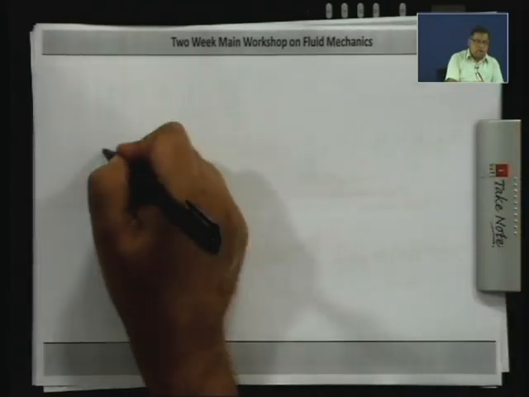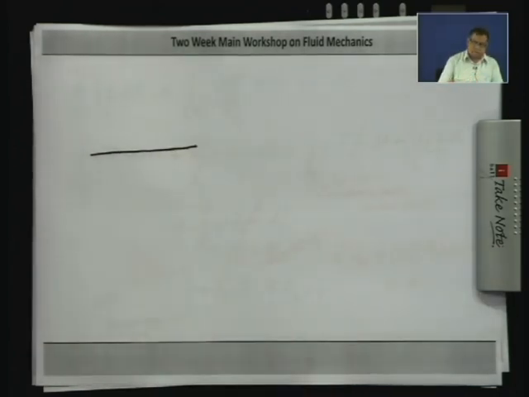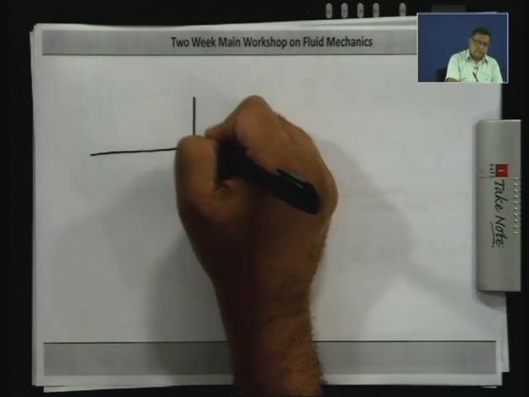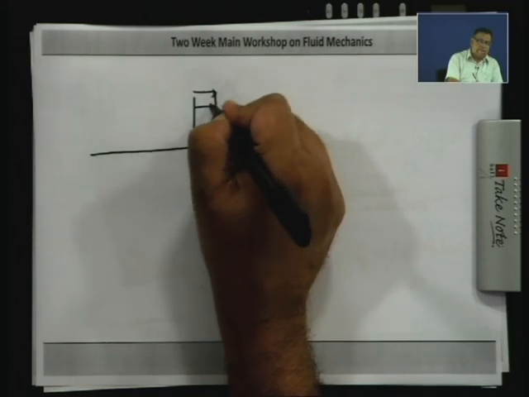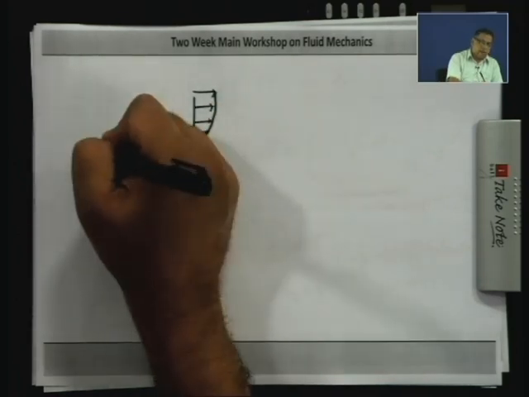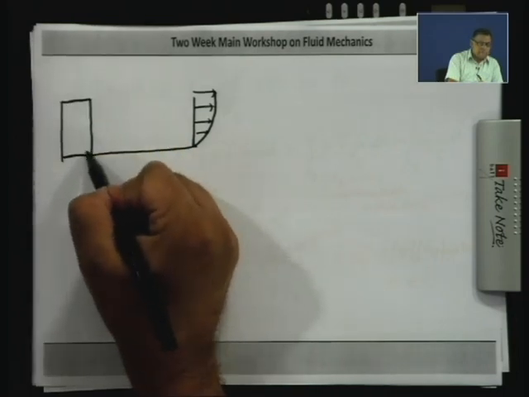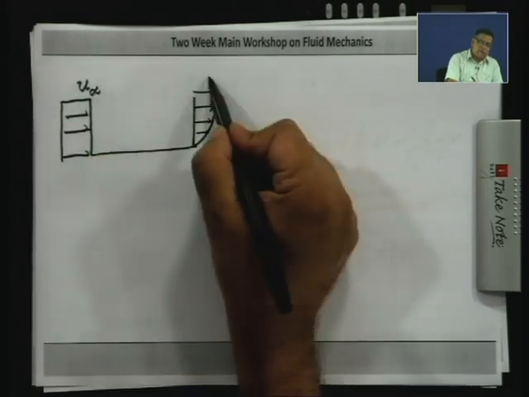Now, I will draw the velocity profiles. This is the velocity profile here, and at the leading edge your velocity profile is going to be uniform.